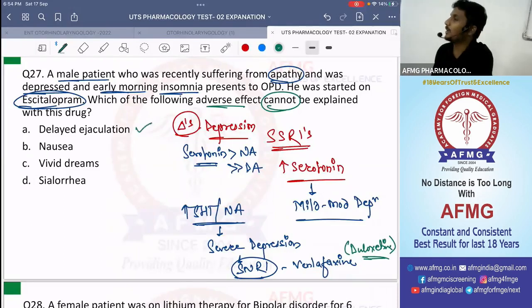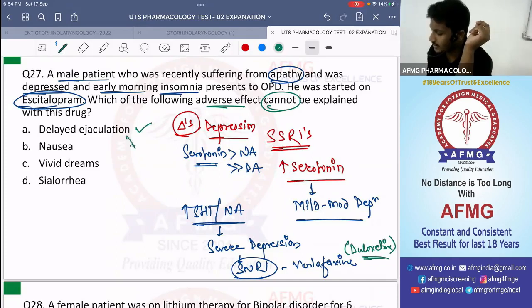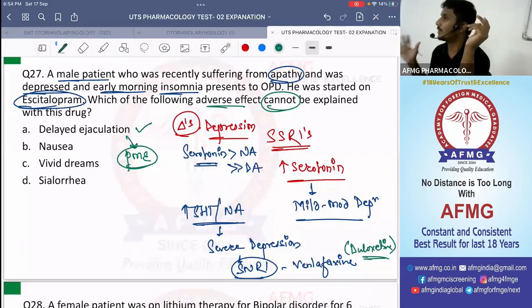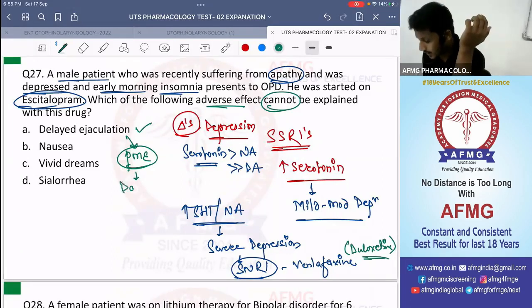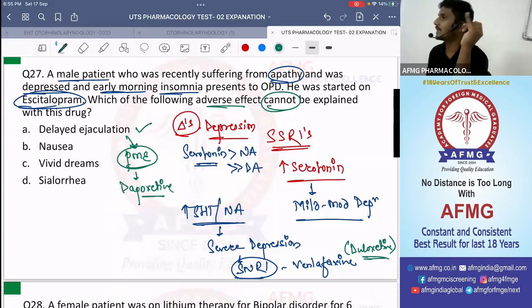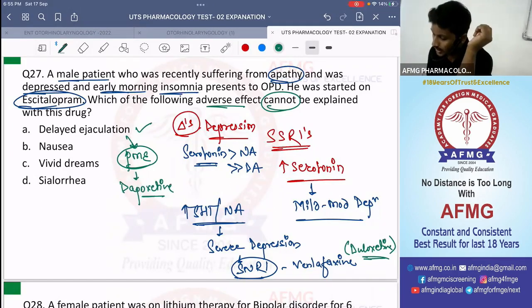Very good. Delayed ejaculation is one of the side effects of SSRI, and therefore it is used in cases of premature ejaculation, when ejaculation occurs within 1 minute. In this condition, SSRIs are used for treatment. Rather, they are the drug of choice. And which is the drug? Dapoxetine. The drug of choice for premature ejaculation is dapoxetine. No issues with this, anybody?